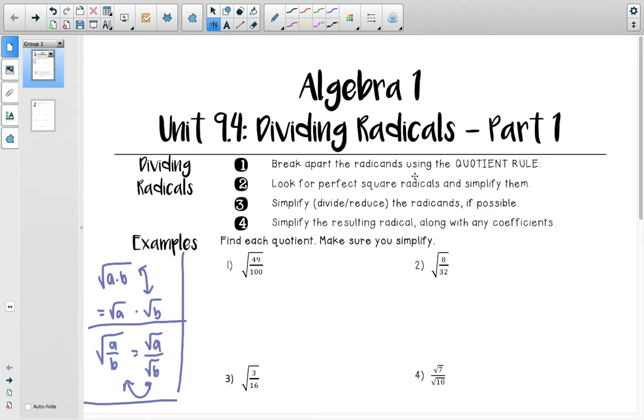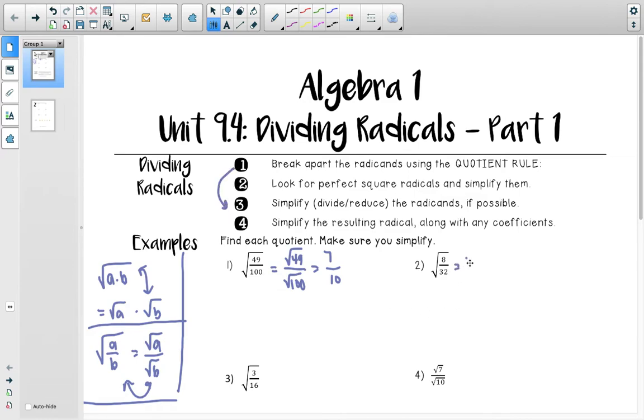So it says break apart the radicands, and that's just the numbers on the inside, using the quotient rule, and that's this right here. So we're going to have radical 49 over radical 100. Well, we know the square root of 49 is 7, and the square root of 100 is 10, and voila, we're done. Now, those are perfect squares, so that makes it a little bit easier, and that's basically what happened right here. Look for perfect square radicals and simplify them. And if that's not the case, then you have to go to step 3.